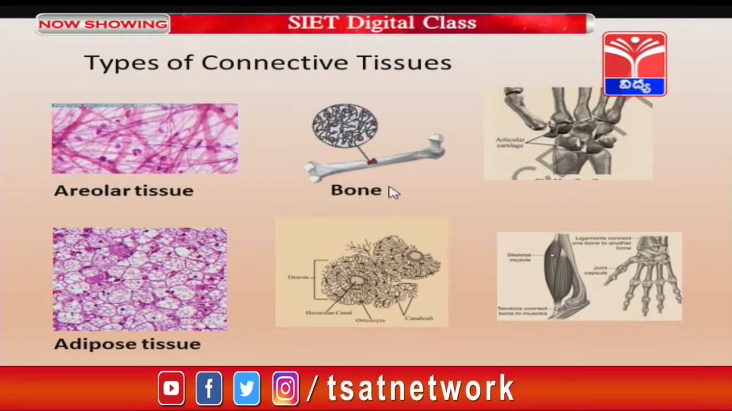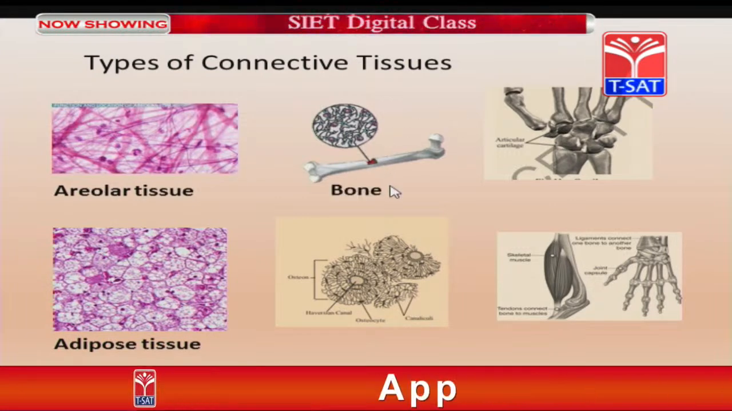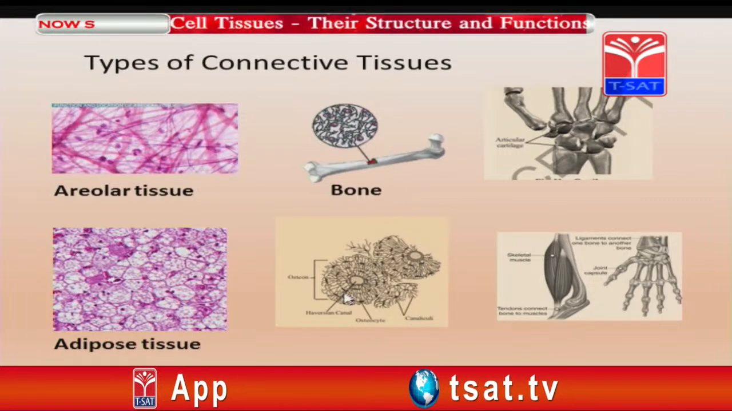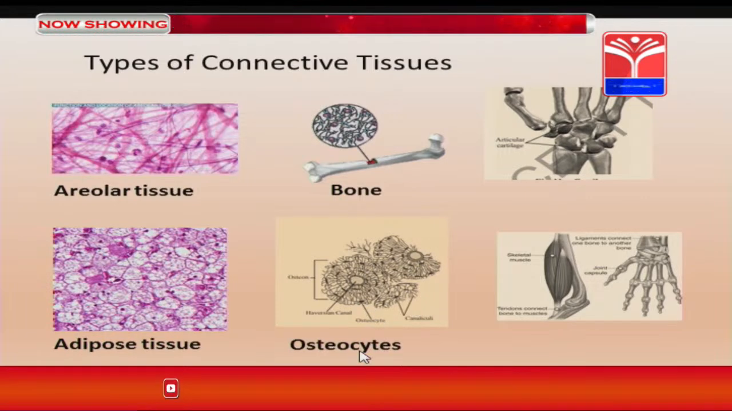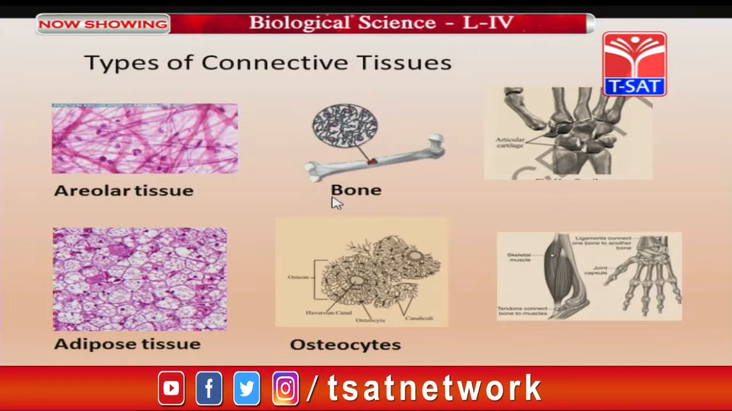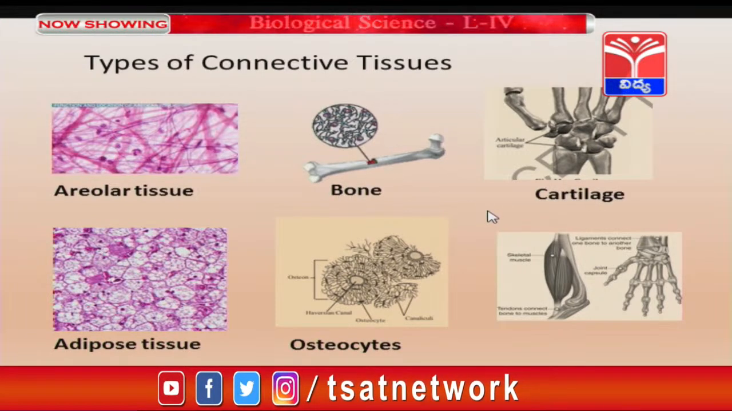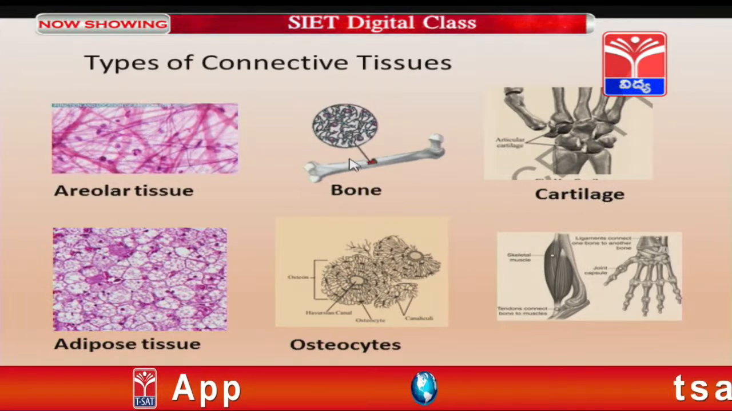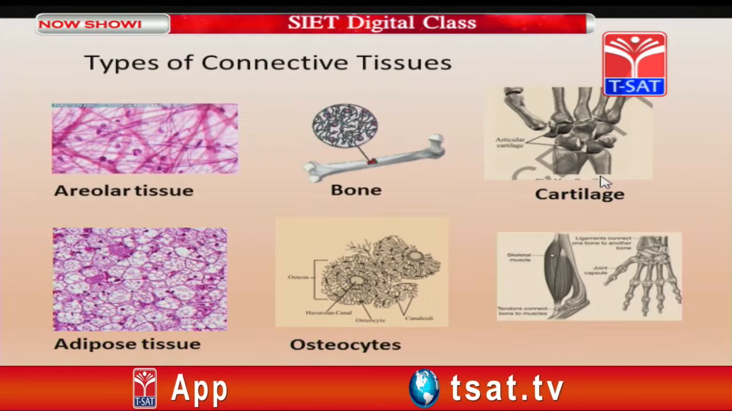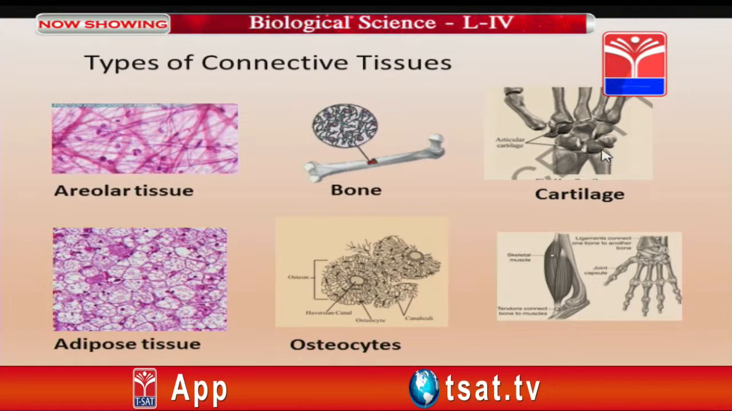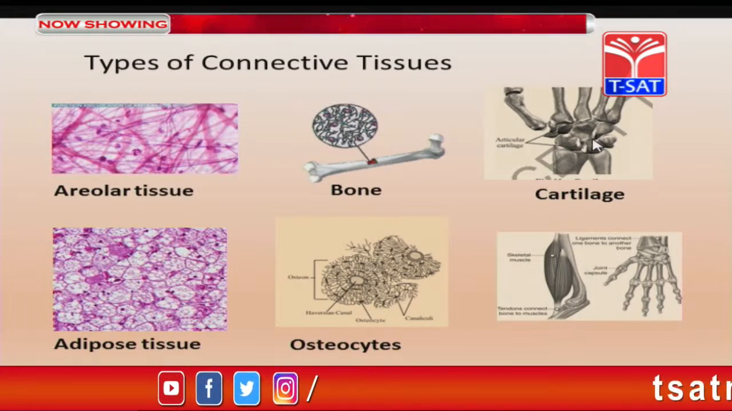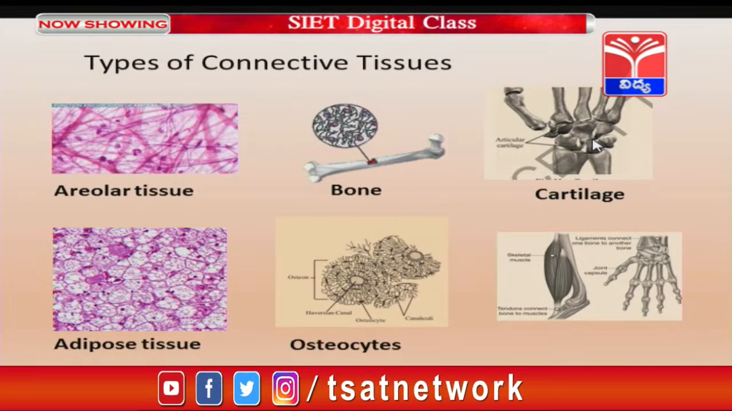Now, third one is bone. Bone is also a connective tissue. In bone, osteocytes or bone cells are seen. This forms the framework that supports the body. Cartilage. Cartilage is not hard as bone, but it is found in joints of bones, tip of ribs, tip of nose, external ear and trachea.